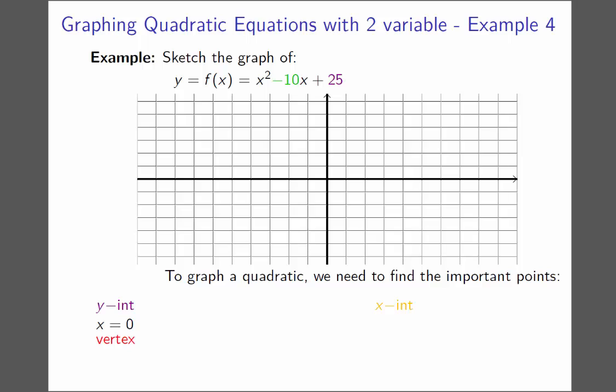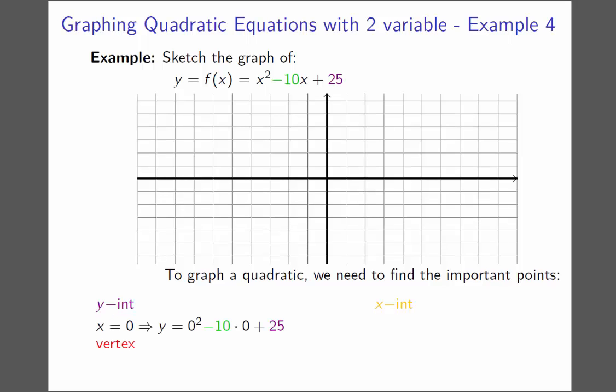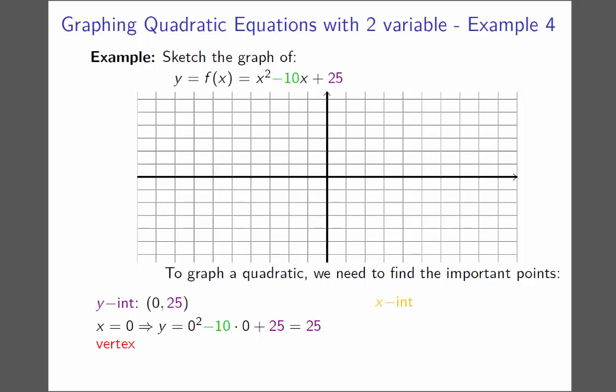Here, we look when x equals 0. If x equals 0, then y equals 0 squared minus 10 times 0 plus 25, which is just 25. So x equals 0 and y equals 25, so the y-intercept is the point (0, 25).